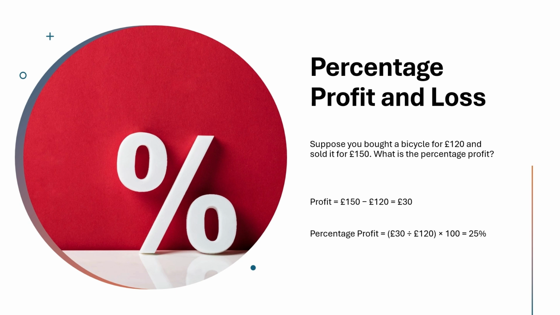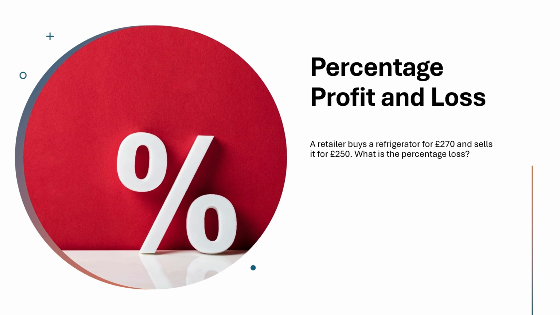Example 2. A retailer buys a refrigerator for £270 and sells it for £250. What is the percentage loss? Start by working out how much money was lost from the sale. £270 minus £250 equals £20. Next, consider how significant this loss is by comparing it to the original cost. Percentage loss. £20 divided by £270 times 100 is almost equal to 7.41%. The retailer made a loss of £20, which is about 7.41% of the original cost.